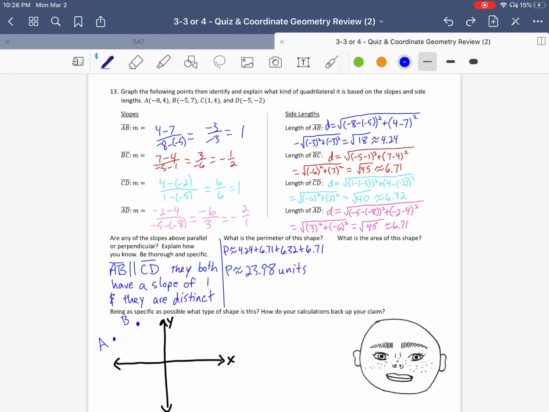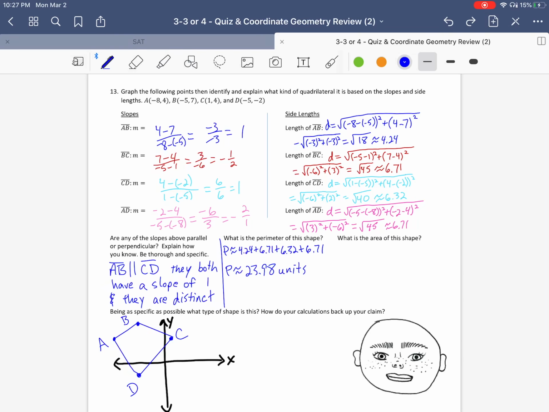It's got to be up a little bit. It's got to be the same y value as A. So that's pretty close, and that is C. And then D is (-5, -2), and that's going to be about right there or so. And I'm going to connect those. This is pretty rough here, real rough.